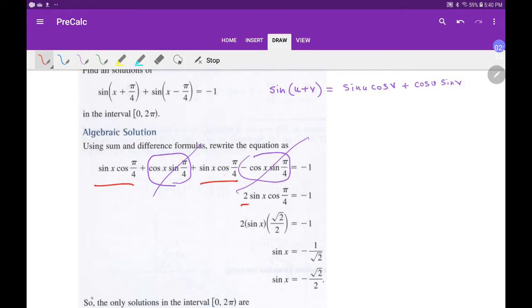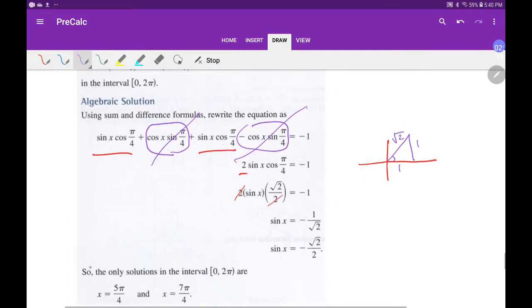So, let's see. Then I noticed that the 2's cancel because the cosine of pi over 4, or 45 degrees, is this. We knew that because we know how to draw a 45 degree angle right here. We know 1, 1, square root of 2 from our reference triangle. So we're like, oh, hey, 45 degrees. And then we divide both sides by the square root of 2. And we get sine x is equal to negative.